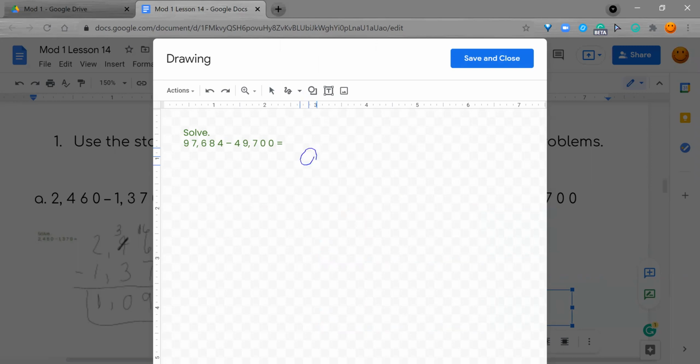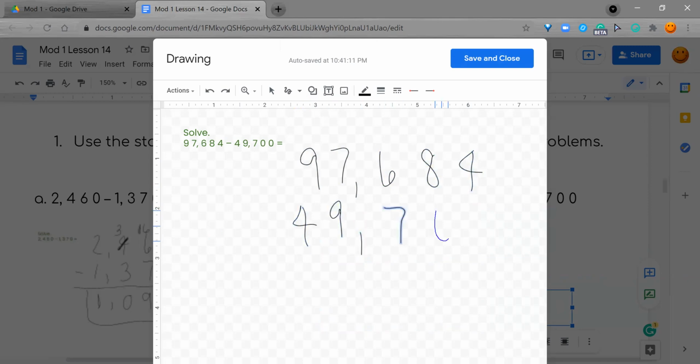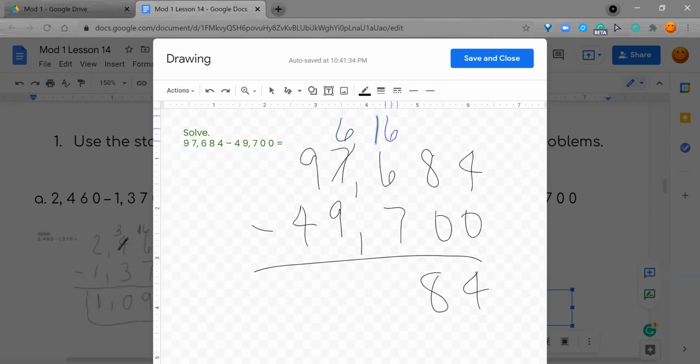So I'm going to do my 97,684, and I have 49,700. So I'm going to go ahead and subtract. 4 minus 0. Great job. 8 minus 0. 6 minus 7. I can't do that, can I? So I'm going to come over here in this column. I'm going to regroup. This is going to become a 6, right? And this becomes a 16 because I took one from over here. 16 minus 7 is, yes, 9.